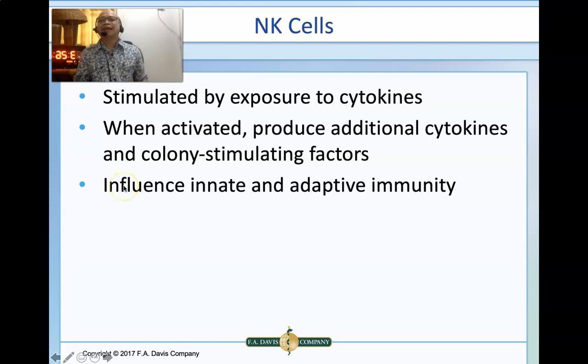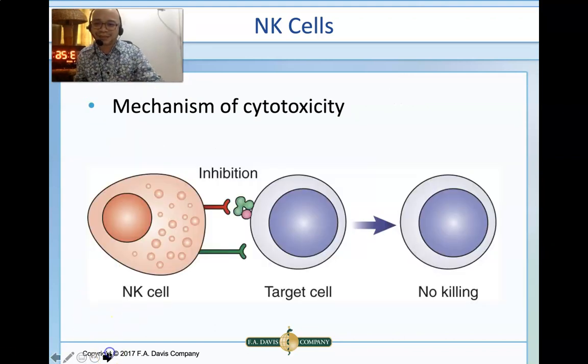And so the natural killer cells are stimulated by exposure to cytokines. Okay, so we will be discussing cytokines later on. And when activated, it will produce additional cytokines or colony stimulating factors. It can influence innate and adaptive immunity. So, as you can see, natural killer cells, some of the target cells can inhibit them. So if inhibition is present, then naturally there's no killing.